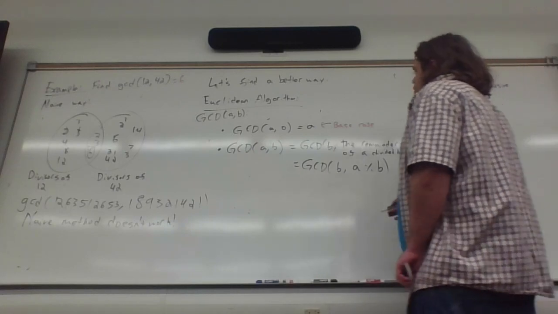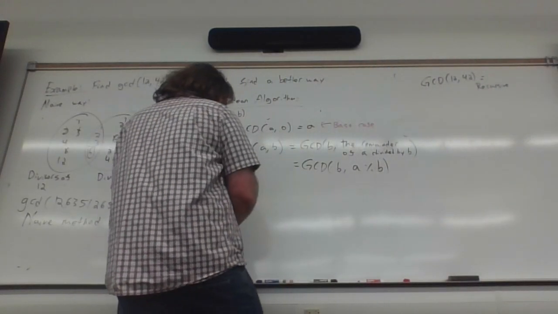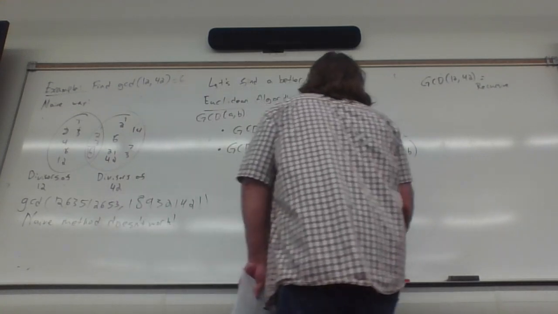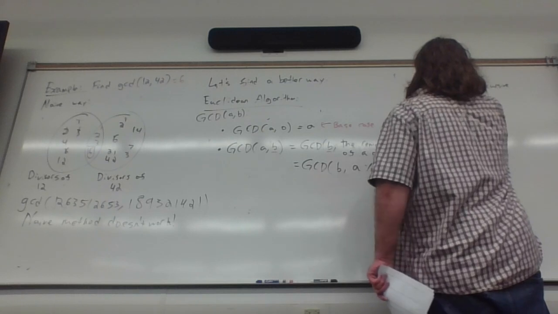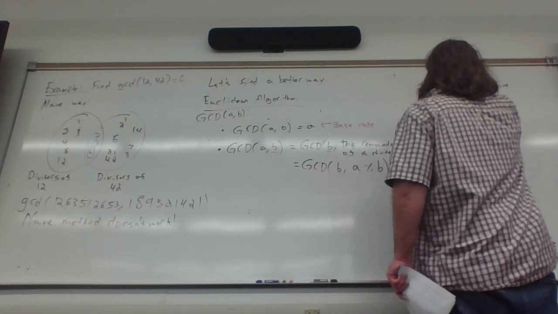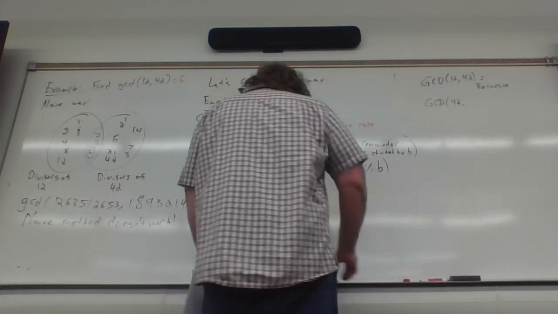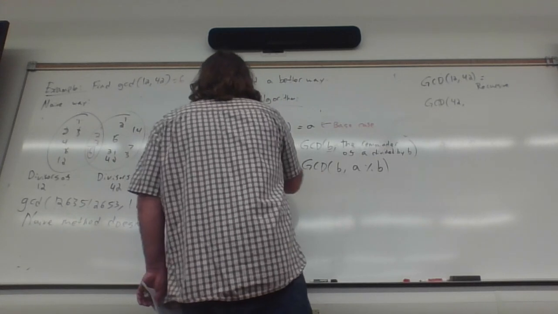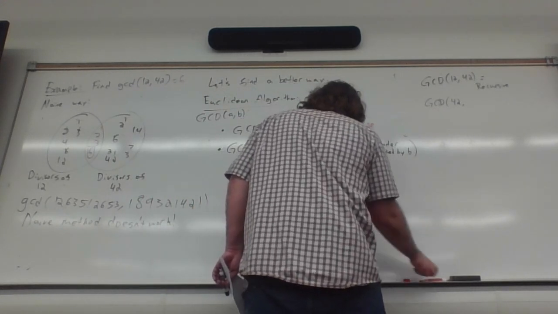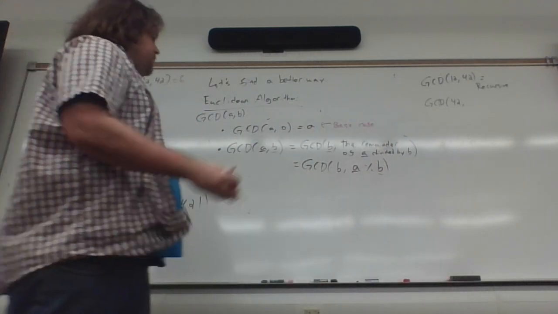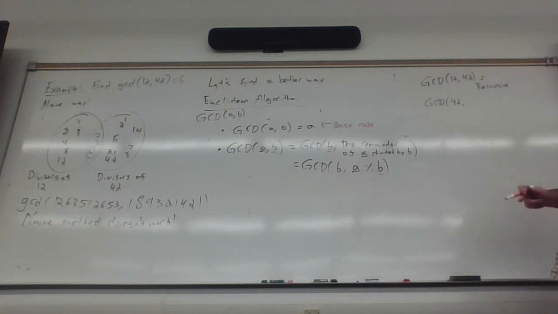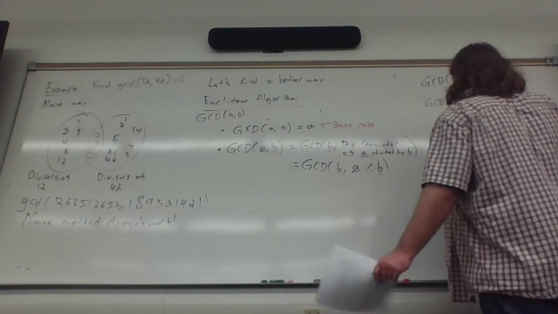So what does that mean? All it does is the second number becomes the first number. So in this case, we're going to look at GCD of 42 and the remainder of A divided by B. A is the first number, so it's the first number divided by the second number. What is 12 divided by 42? That's a fraction less than 1. So what's the remainder of that? It's 12. 12 divided by 42 is 0 with remainder 12. You can plug this into your calculator or into Python or whatever.